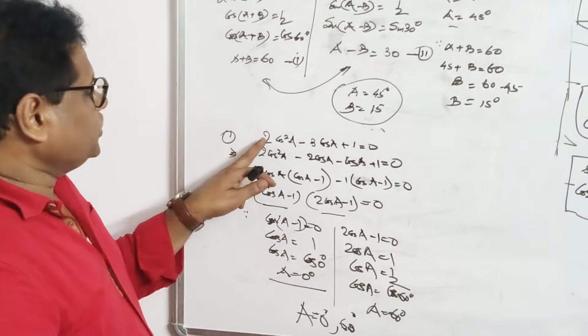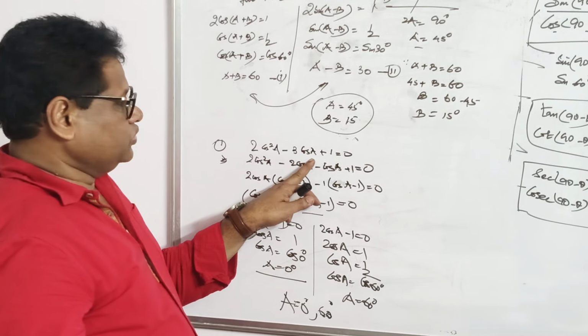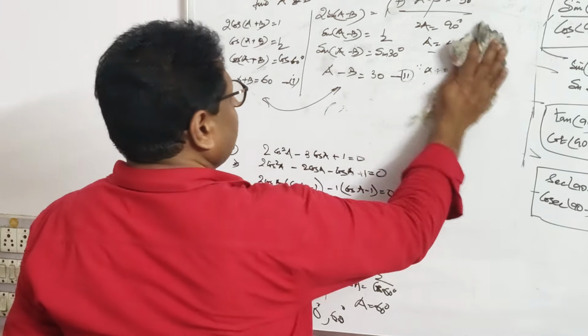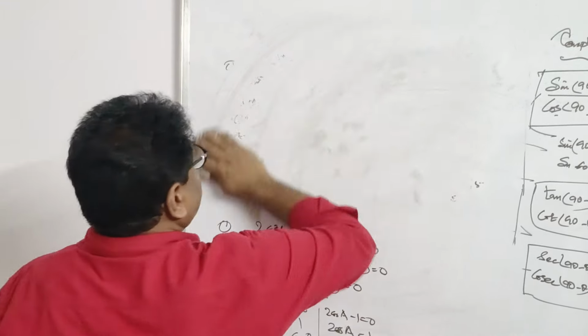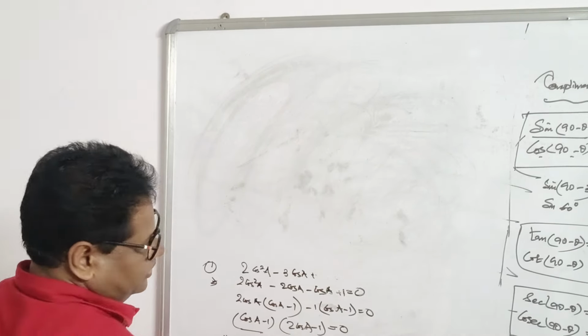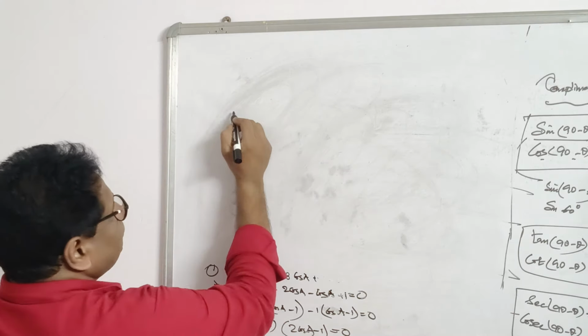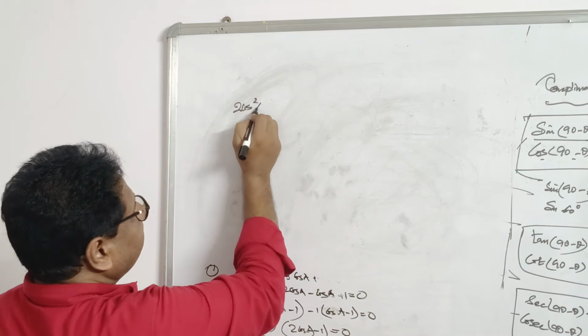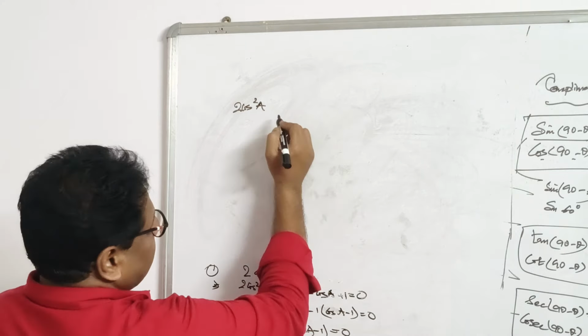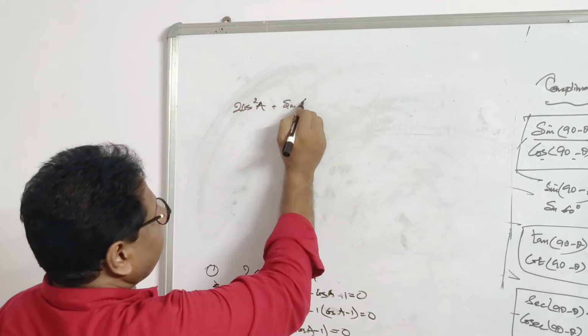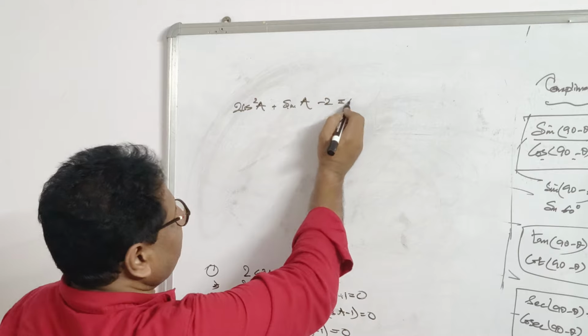Not always could the questions be like this in the same trigonometrical ratio. Okay, sometimes you might have two ratios which are different. For example, let us take one question: 2 cos square A, okay, plus sin A minus 2 equals 0.